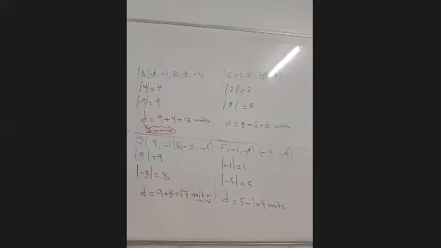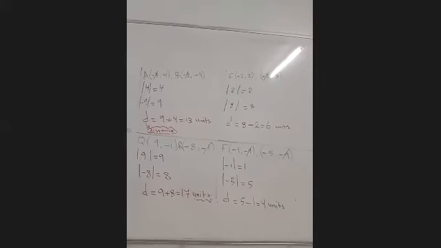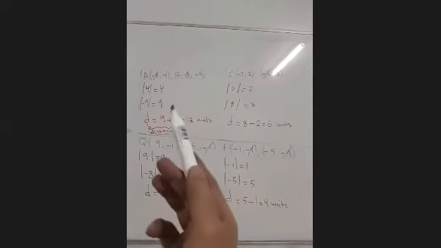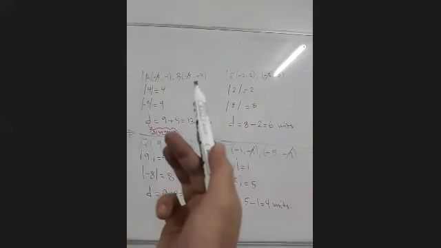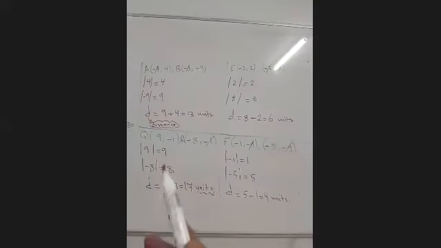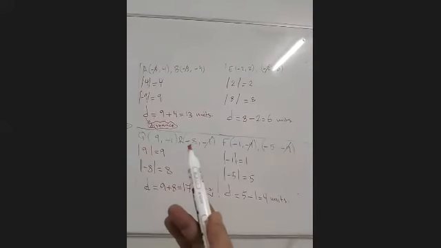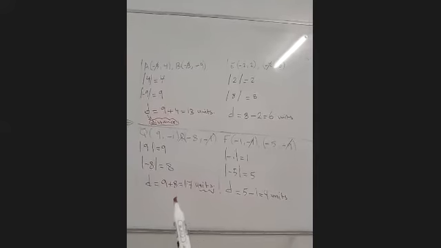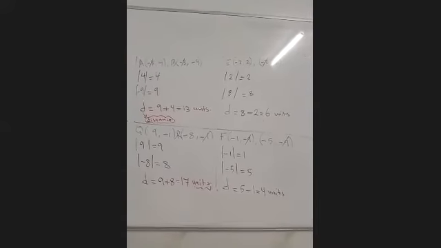The third step, you need to decide if you will add or you will subtract. Look at the first example, 4 positive and 9 negative. I added the absolute values. Here, 9 positive, 8 negative. They are different signs. I added the absolute values.